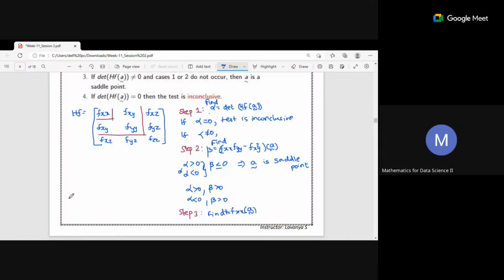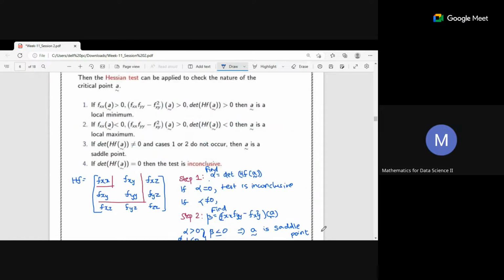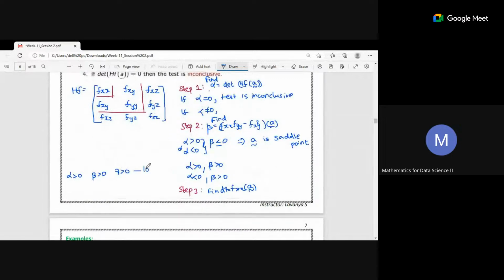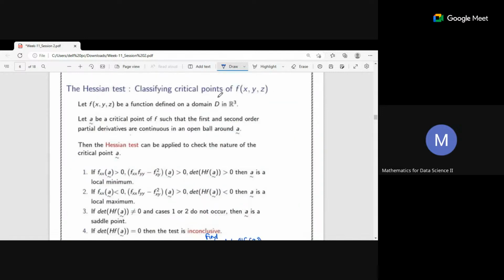So here alpha is positive, beta is positive, and gamma is positive in this case. Then it is a local minimum. And if alpha is negative, beta is positive, and gamma is negative, in this case it is a local maximum. So these are the steps for the Hessian test for classifying critical points for a function of 3 variables.